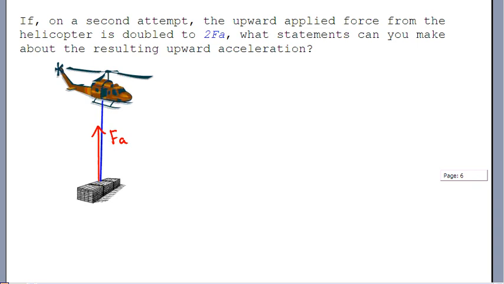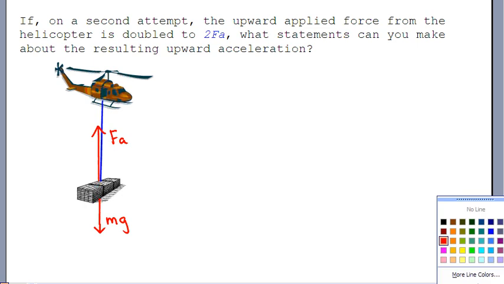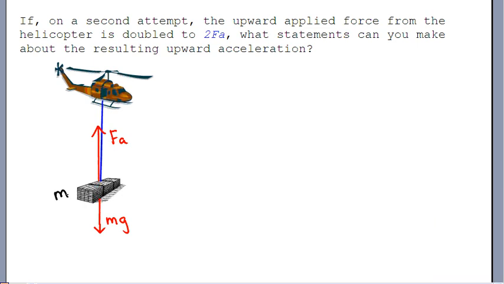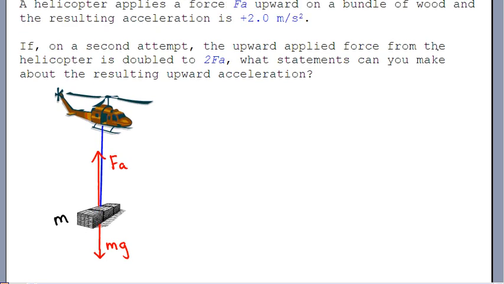I want to get a nice free body diagram going for this story. I don't even really know what the story is about yet, but a free body diagram is going to be good. There's going to be some weight, mg, because there's a big bundle of wood here, and it's got some mass. Okay, great. Acceleration is 2 meters per second squared upward, so it's positive. That applied force is really intense, better than the gravity force. If on a second attempt, the upward applied force from the helicopter is doubled to 2 FA, what statements can you make about the resulting upward acceleration?